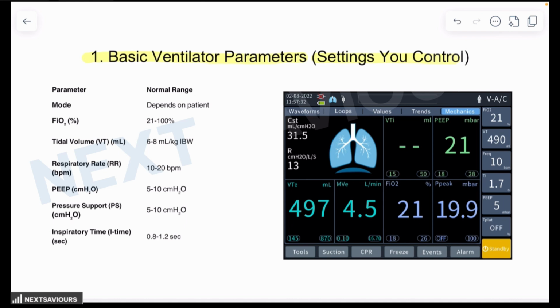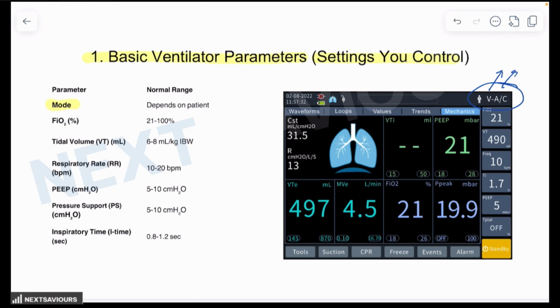Now, the first one is obviously the mode, the types of ventilation like VCV, PCV, SIMV. We'll be talking about it in detail. This is the area where the modes are given. Here the volume control assist control mode is on for this particular setting.